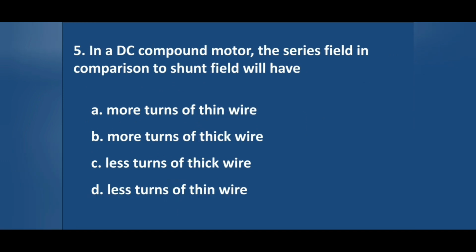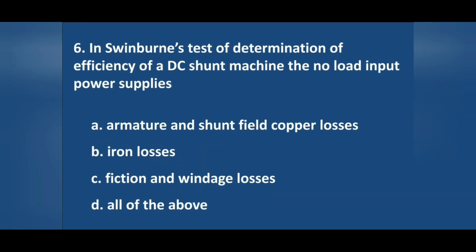Question number 5. In a DC compound motor, the series field in comparison to shunt field will have. Answer is option C, less turns of thick wire. Question number 6. In Swinburne's test of determination of efficiency of a DC shunt machine, the no-load input power supplies. Answer is option D, all of the above.